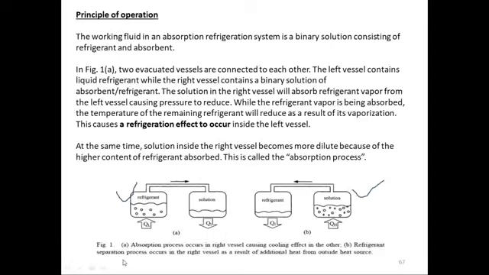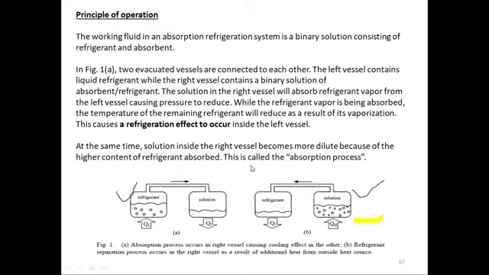B. The refrigerant separation process occurs in the right vessel, as a result of additional heat from the outside heat source. So here we will supply our heat in this right vessel. We will supply the heat from a low temperature heat source like solar or waste heat that we have. We'll supply it here and we'll separate it.